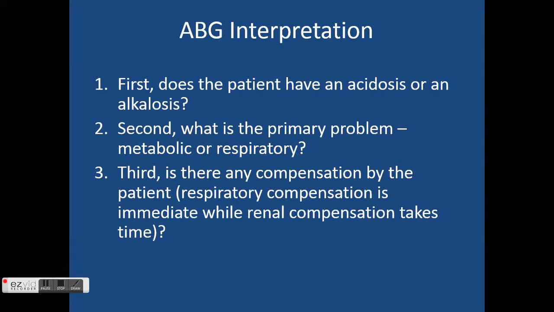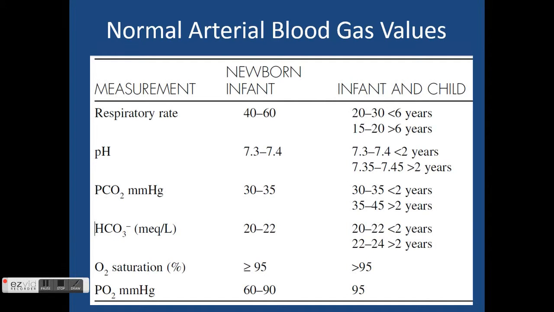Typically what you do when you look at a blood gas, the first thing you want to do is determine whether the patient has an acidosis or not. Do they have an acidosis or an alkalosis? The second thing is to figure out the primary cause of that acidosis or alkalosis. Is it respiratory or is it metabolic? The third part is to define whether there's some form of compensation because of that acidosis or alkalosis. And finally, you want to interpret your oxygenation.